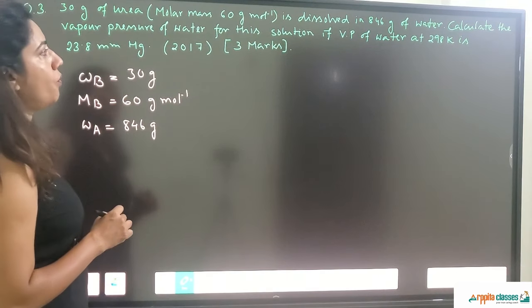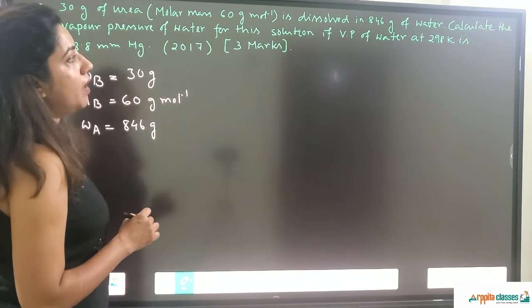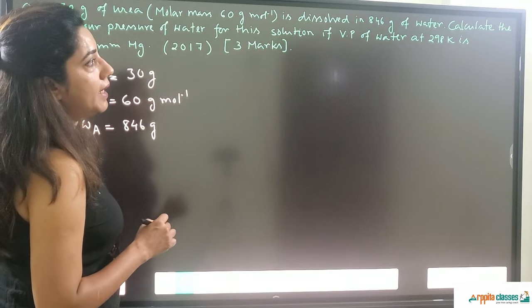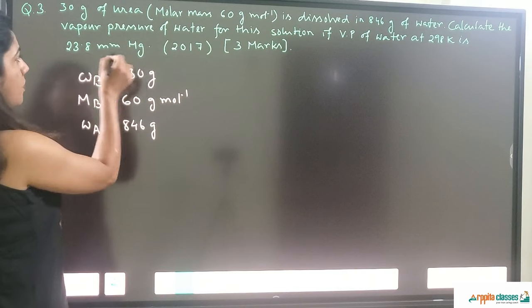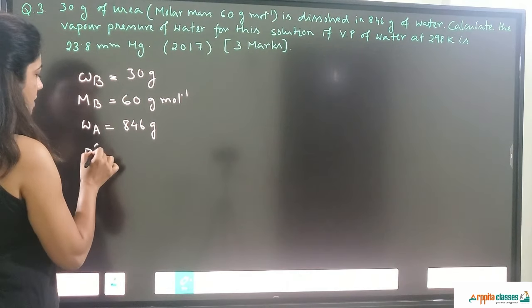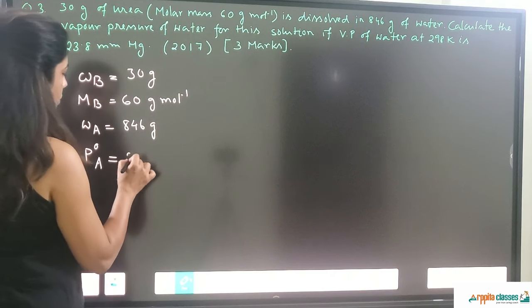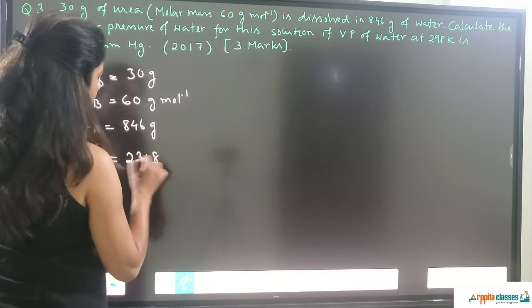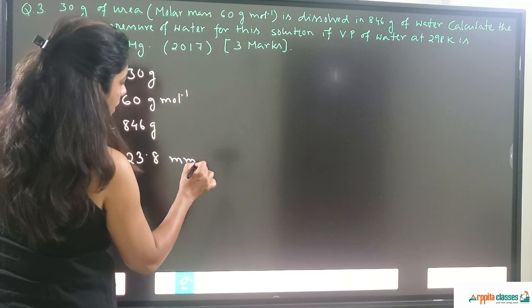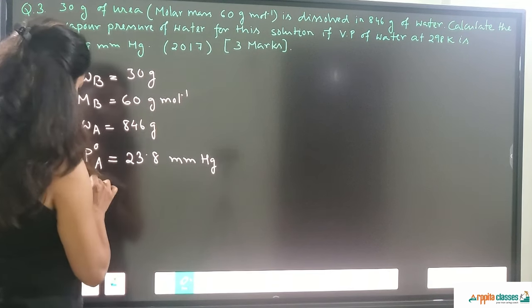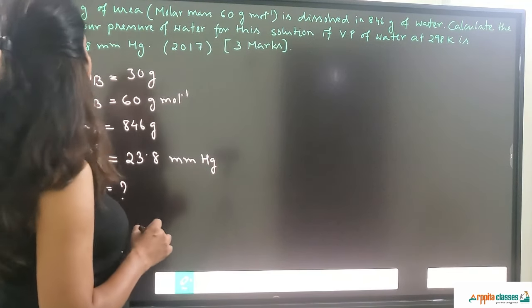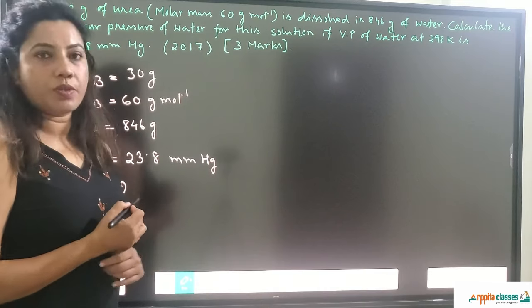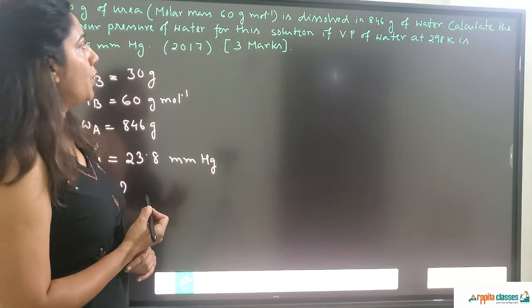Calculate the vapor pressure of water for this solution if vapor pressure of water at 98 Kelvin is 23.8 millimeter of Hg. This is the vapor pressure of water, which is denoted as P naught A, pure vapor pressure of water, that is 23.8 millimeter of Hg. We need to find out the vapor pressure of the solution, that is PA we have to find out. Okay, and this question has come in 2017 and it was of 3 marks.